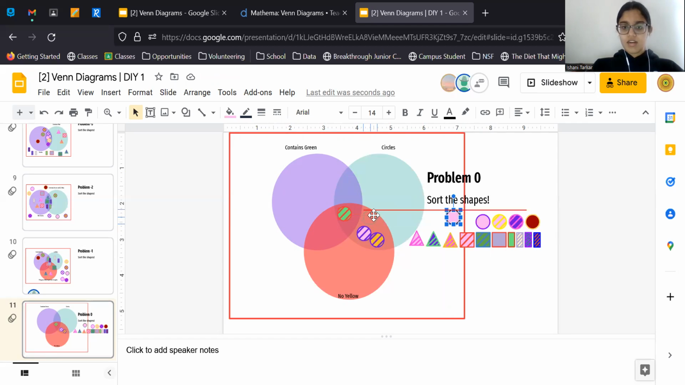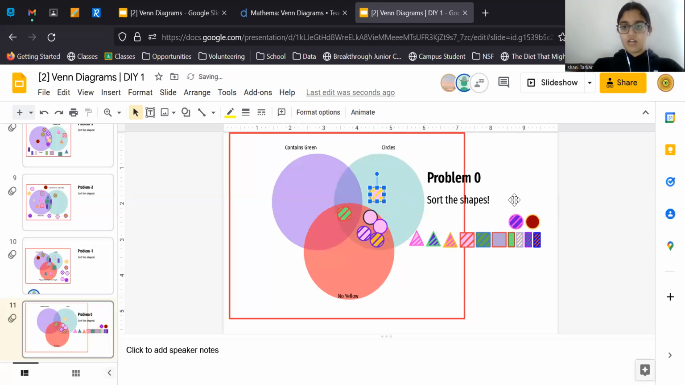So it goes here. This is a circle, doesn't contain yellow, doesn't contain green, also here. This contains yellow, right? And it's a circle that doesn't contain green. So it goes here. This is a circle that does not contain green, but also does not contain yellow. So it would go here. And then this is a circle that contains yellow and no green. So it goes here.